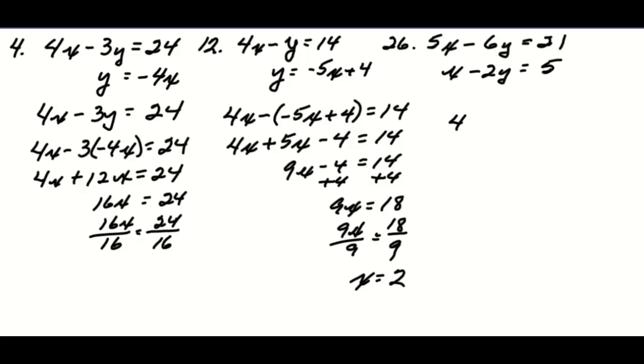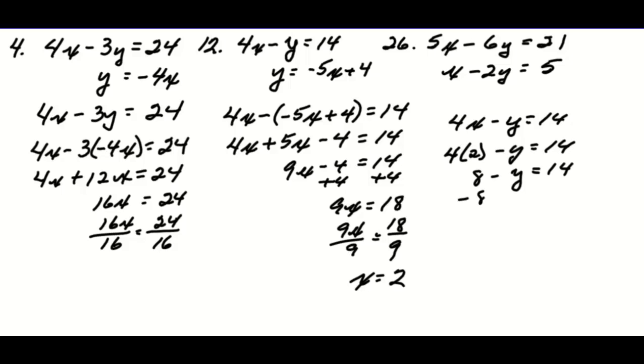You could have chosen to do the second one if you wanted. 4x minus y equals 14. I'm substituting 2 in there for the x, so 4 times 2 minus y equals 14. 8 minus y equals 14. Subtracting 8 from both sides, what I get is minus y equals 6.